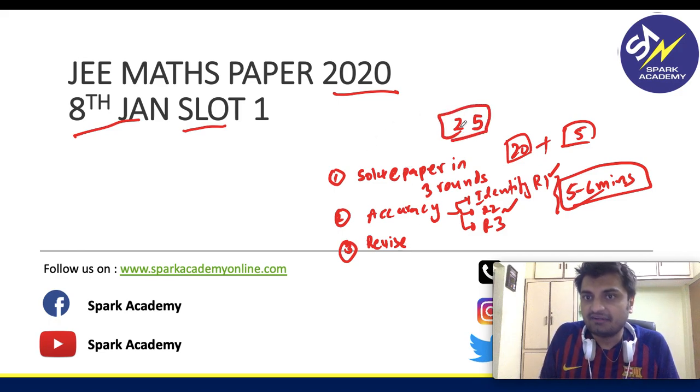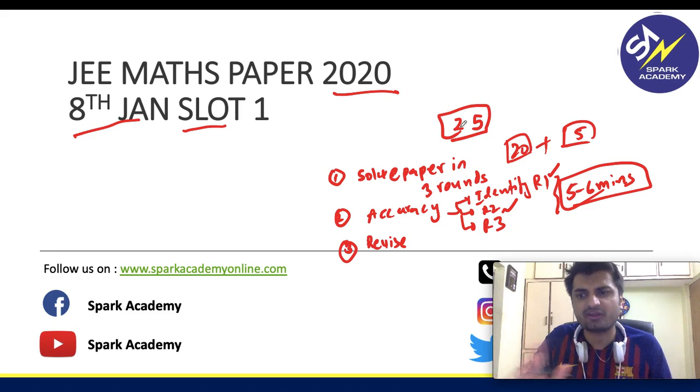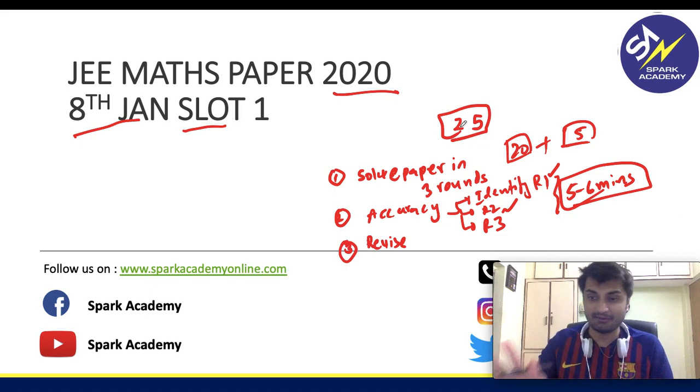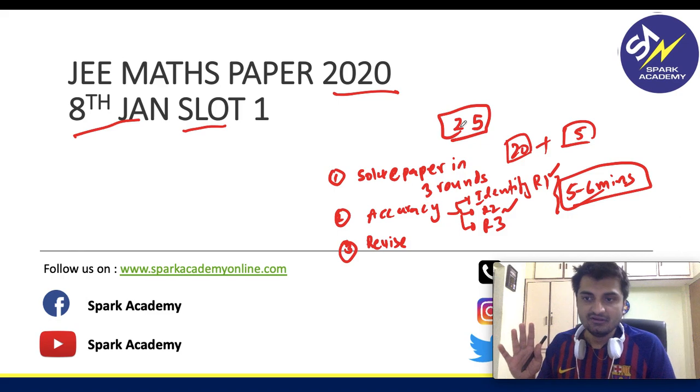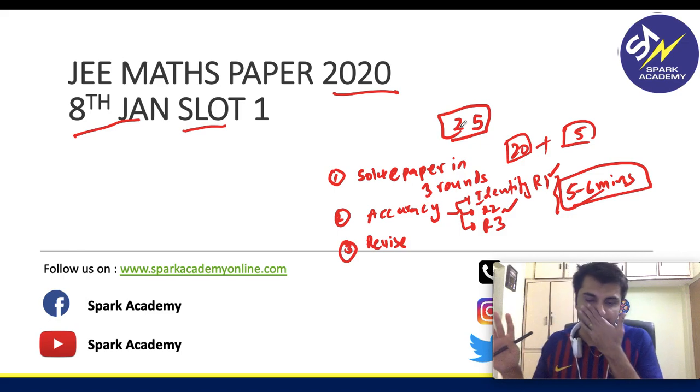My target, without even looking at the paper, you know that solving all 25 is impossible. Even the topper of the examination won't be able to solve all the questions. I'm talking about the top 100 or 1000, not the state first rank. So it is impossible to solve all the questions.